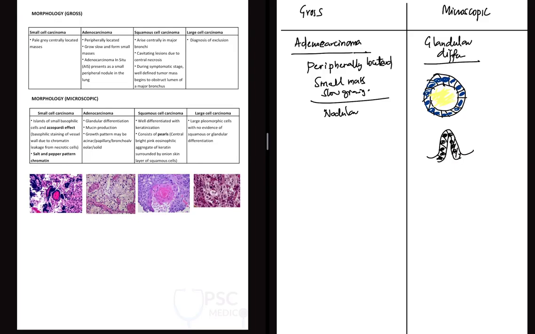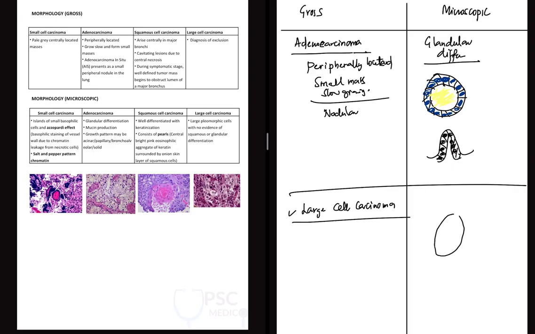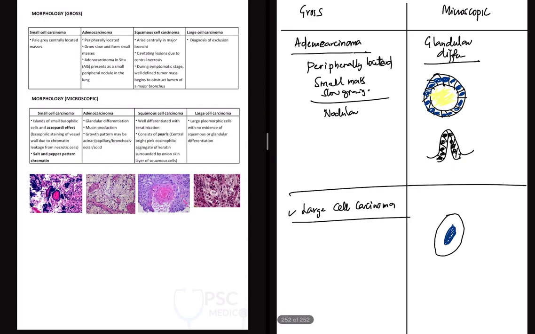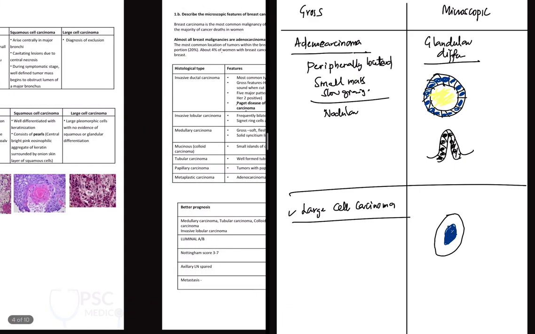This is glandular differentiation. Finally, large cell carcinoma, not that important. It's a diagnosis of exclusion. They'll never ask a question on it. If it is not small cell, not squamous, not adeno, we call it large cell carcinoma. One peculiar feature is that it has large pleomorphic cells with no differentiation. That's it. This is large cell carcinoma. We're done with the lung.